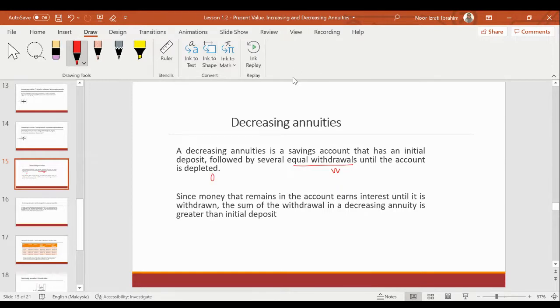So for a decreasing annuity account, we start with an amount in the account, which is known as the principal amount, and for a period of time, withdrawals are made until the account is depleted or the balance becomes zero. Different from an increasing annuity, where we start from a zero amount in the account and do saving until we have an amount at the balance, which is the accrued amount. So this is increasing and this is decreasing annuities that you're going to learn now.